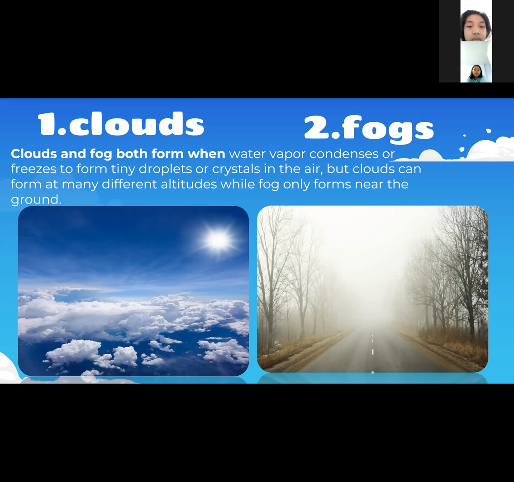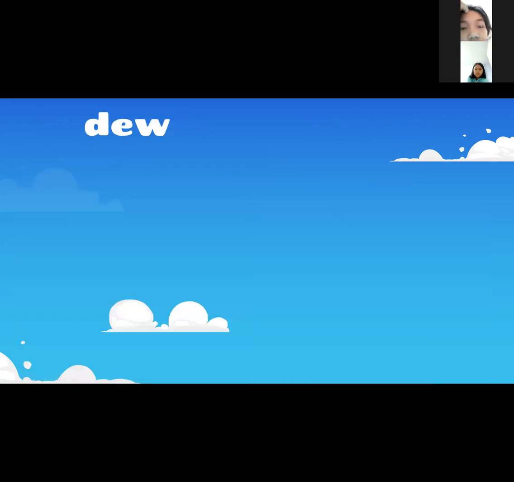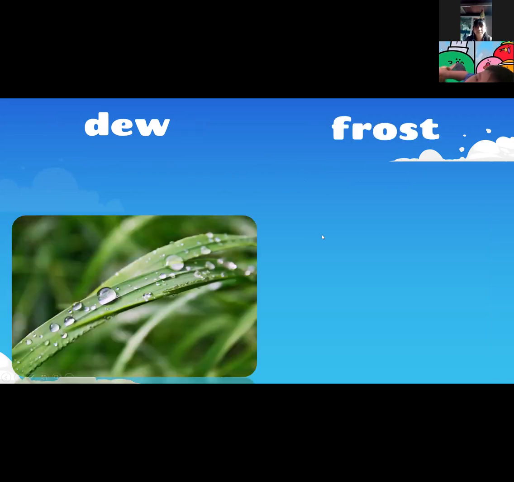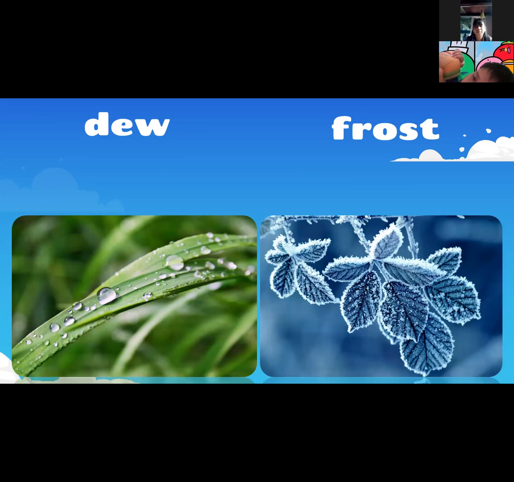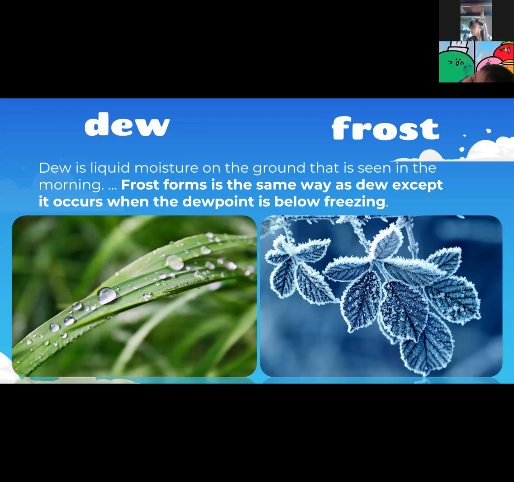Okay, next, aside from that, we also learn about dew. Everybody say dew. Dew. We also learn about dew and frost. How do dew and frost form? Dew is a liquid moisture on the ground that is seen in the morning. Frost forms in the same way as dew, except it occurs when the dew point is below freezing.